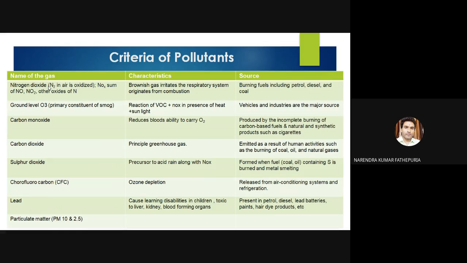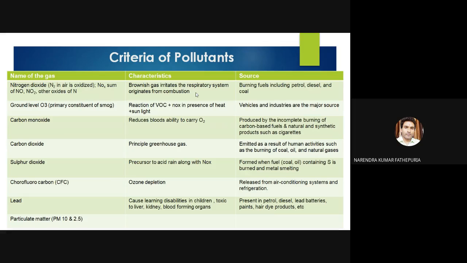These are the various criteria of air pollutants. The name of the gases released from a particular source has been given, and the characteristics for each particular type of pollutant are explained here. So here, if you see nitrogen dioxide, N2 in air is oxidized easily, NOx, the sum of NO, NO2 and other oxides of nitrogen. The color is brown. The gas irritates the respiratory system and originates from combustion sources burning fuel, including petrol, diesel and coal.